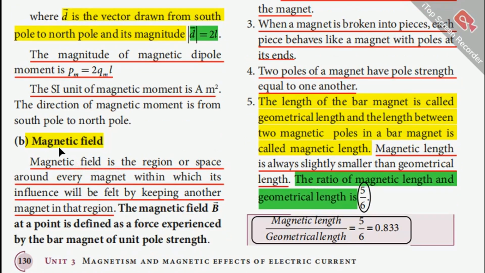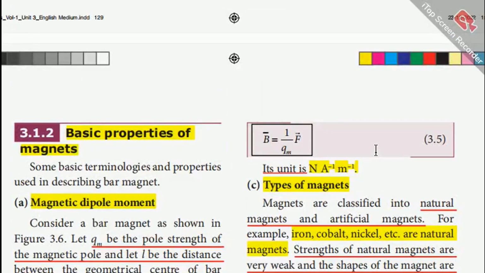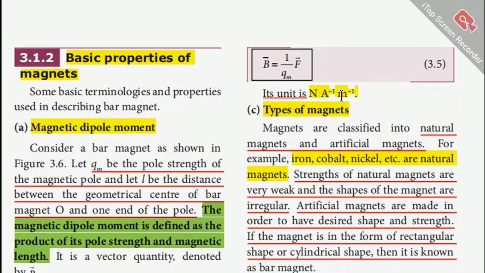Next is the magnetic field. What is a magnetic field? The magnetic field is the region or space around every magnet within which its influence will be felt by keeping another magnet in that region. And how to define the magnetic field? It is denoted by letter B. The magnetic field at a point is defined as the force experienced by a bar magnet of unit pole strength. That is given by the expression B equal to 1 by Qm into F, and its unit is N A^-1 m^-1. N is Newton, A is ampere, and m is meter.